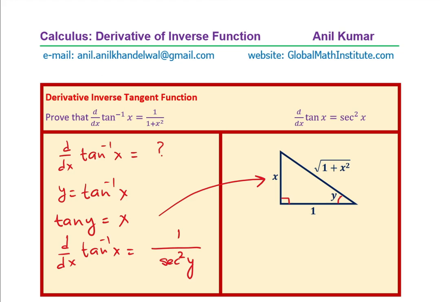Now we know what secant y is. Secant is the reciprocal of cosine. Since secant is the reciprocal of cosine, it should be 1 over square root of 1 plus x squared, right? So from here, we can see what secant is, right? So we know secant y is equal to square root of 1 plus x squared. And secant square y is equal to 1 plus x squared. Substituting this value, we get our result.